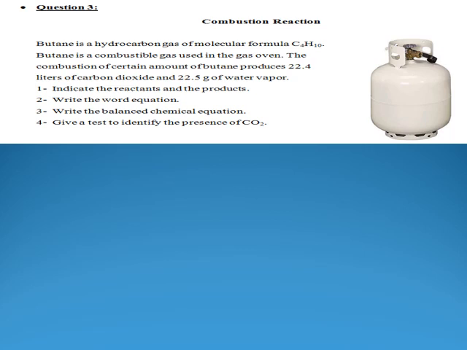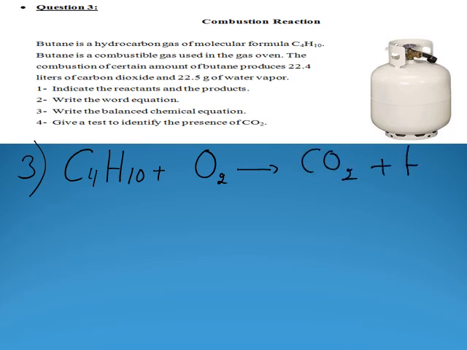Okay, so moving to 3, write the balanced chemical equation. Let's write the chemical equation first. Butane C4H10 plus O2 gives carbon dioxide plus water, which is H2O. Here we have C, it's 4. Here we have 1, so we multiply this by 4, it's 4 CO2. Here we have hydrogen, we have 10. Here we have 5, so we have to multiply this by 5. Oxygens, here we have 4 times 2, it's 8, plus 5 times 1, 5, so we have 13.